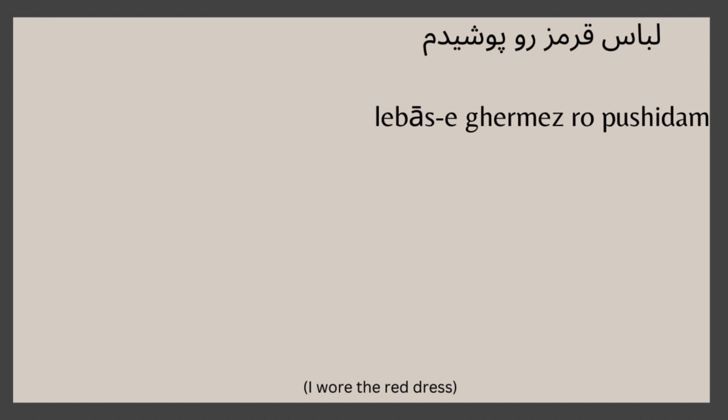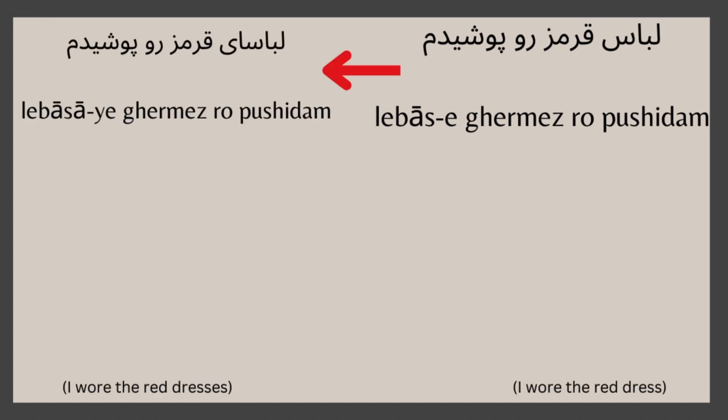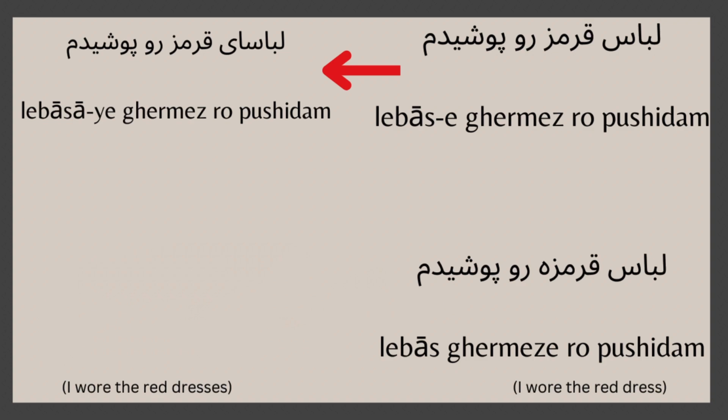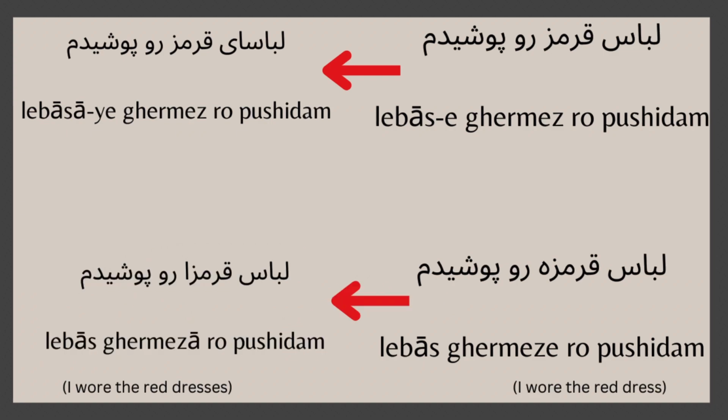Let's practice with a few other examples so that you can learn it better. لباس قرمز رو پوشیدم. I wore the red dress. When we want to make it plural, we will have لباسای قرمز رو پوشیدم. And the other form of noun adjective, لباس قرمزه رو پوشیدم. Plural, لباس قرمزا رو پوشیدم.